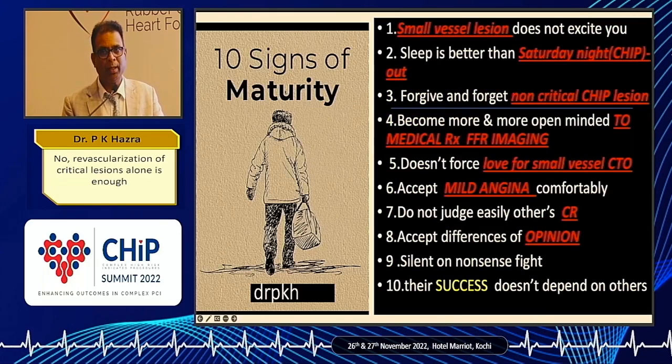As you grow old, as you become a mature interventional cardiologist, small vessel lesions do not excite you. Sleep is better than a Saturday night CHIP out. Forgive and forget non-critical CHIP lesions. Become more and more open-minded to medical therapy, FFR and imaging. Do not force love for small vessel CTO, or two CTOs in CHIP. Accept mild angina comfortably. Do not judge easily others' complete revascularization process. Accept differences of opinion. Be silent on nonsense fights, and their success does not depend on others.